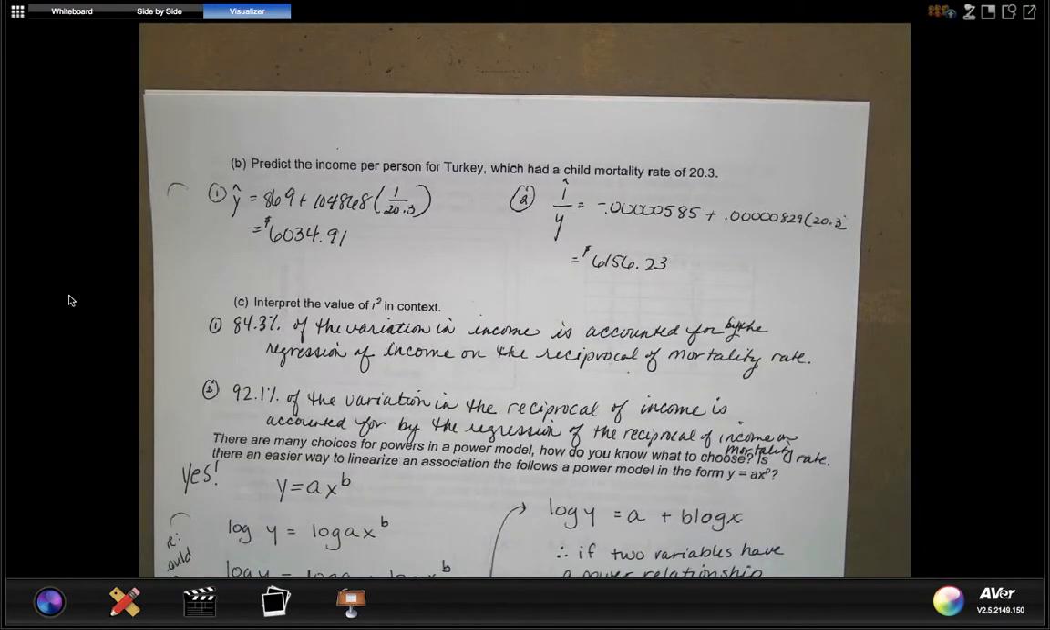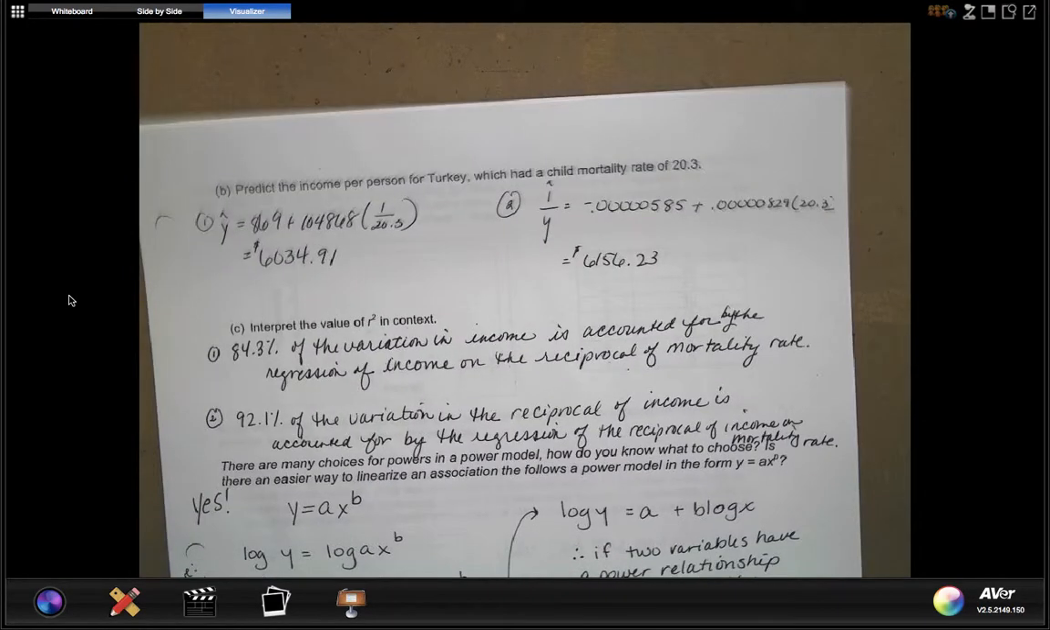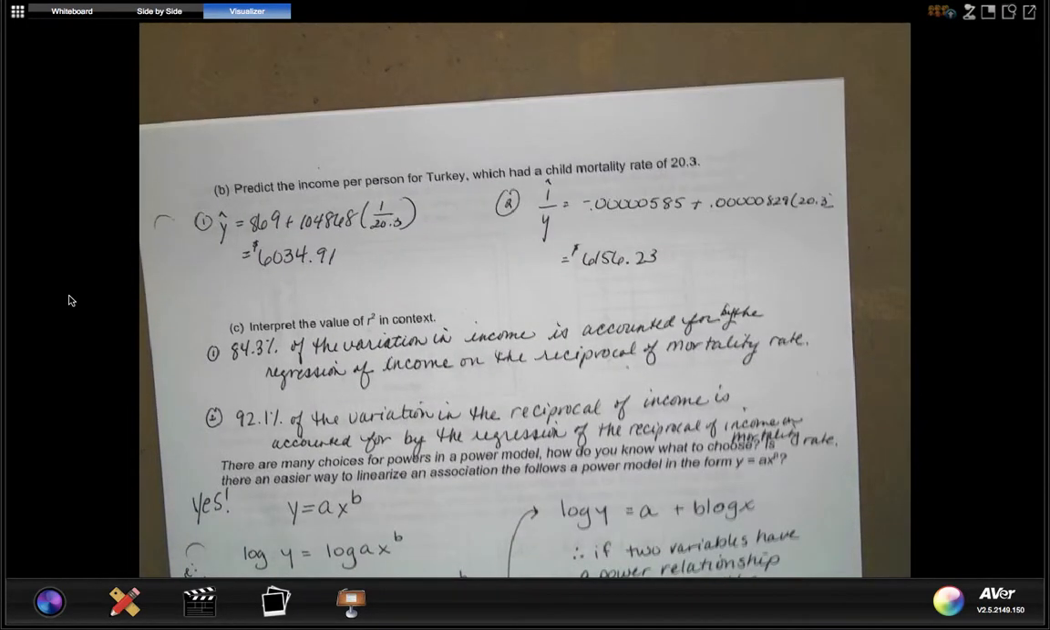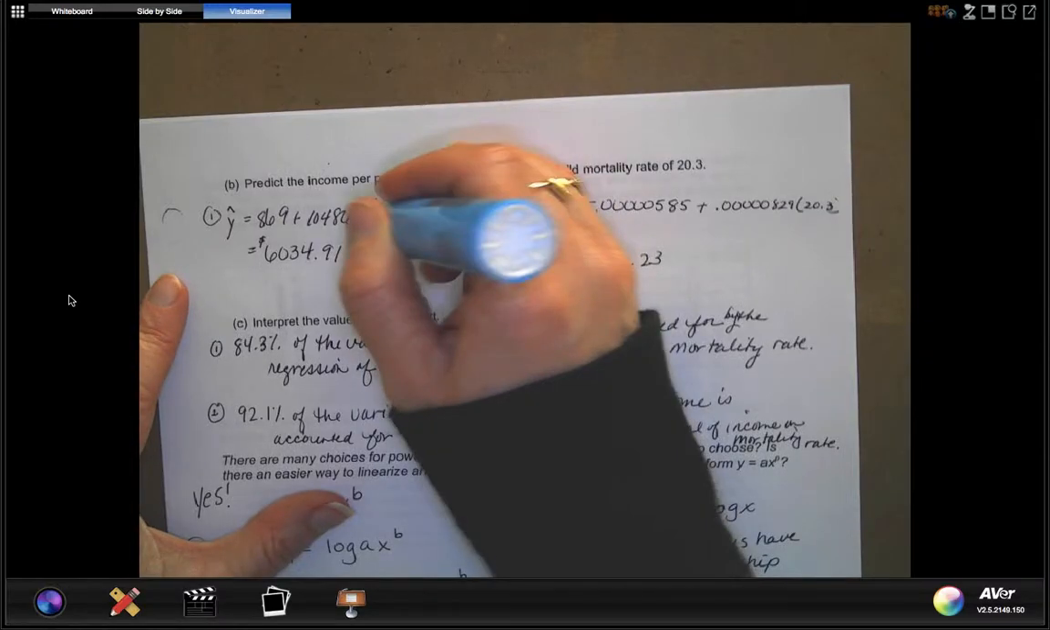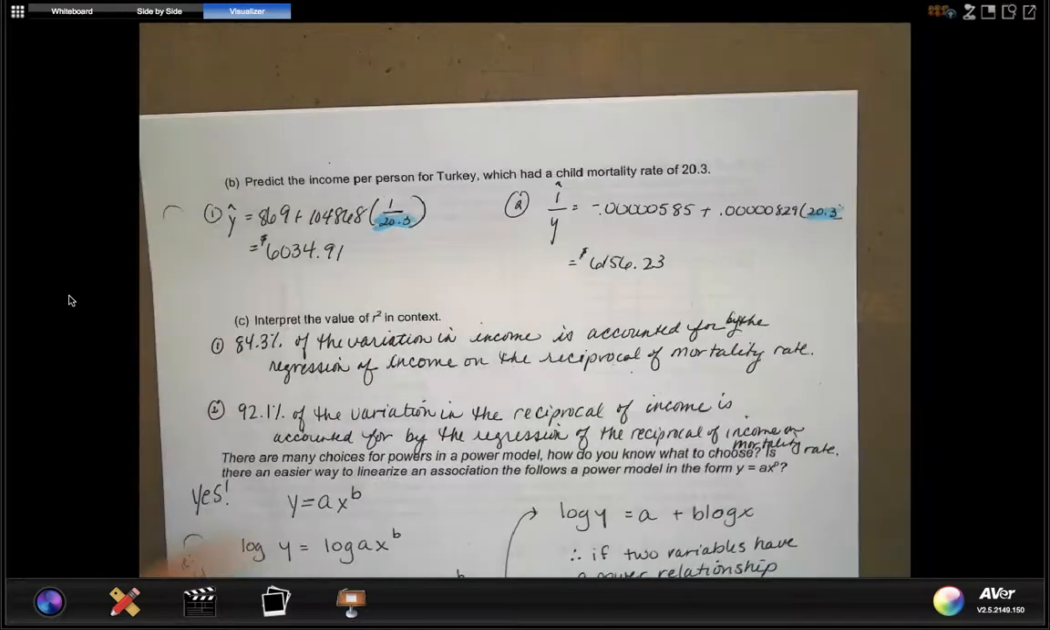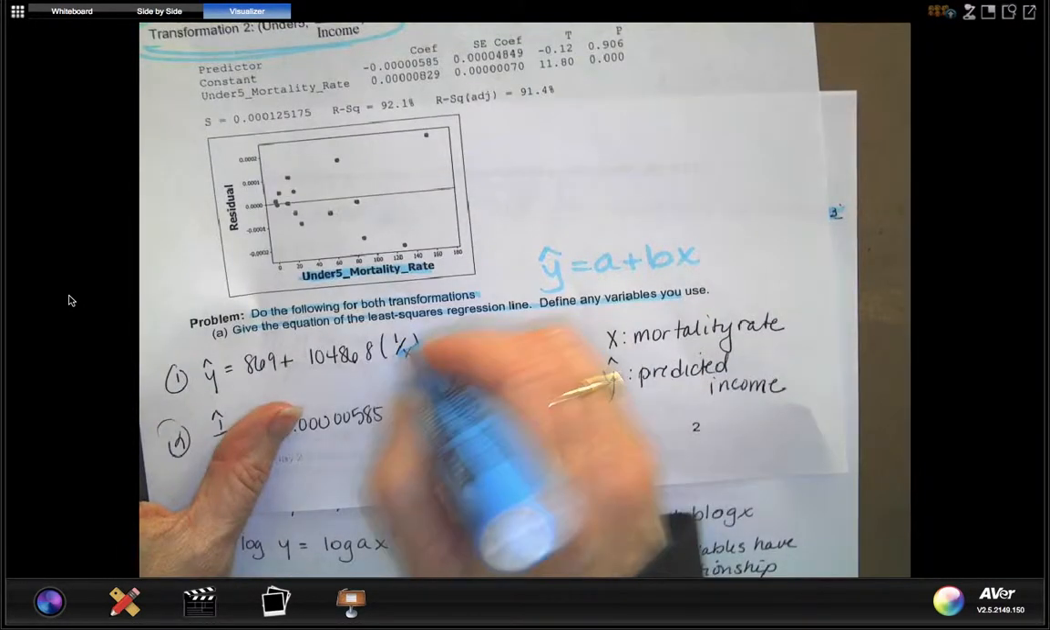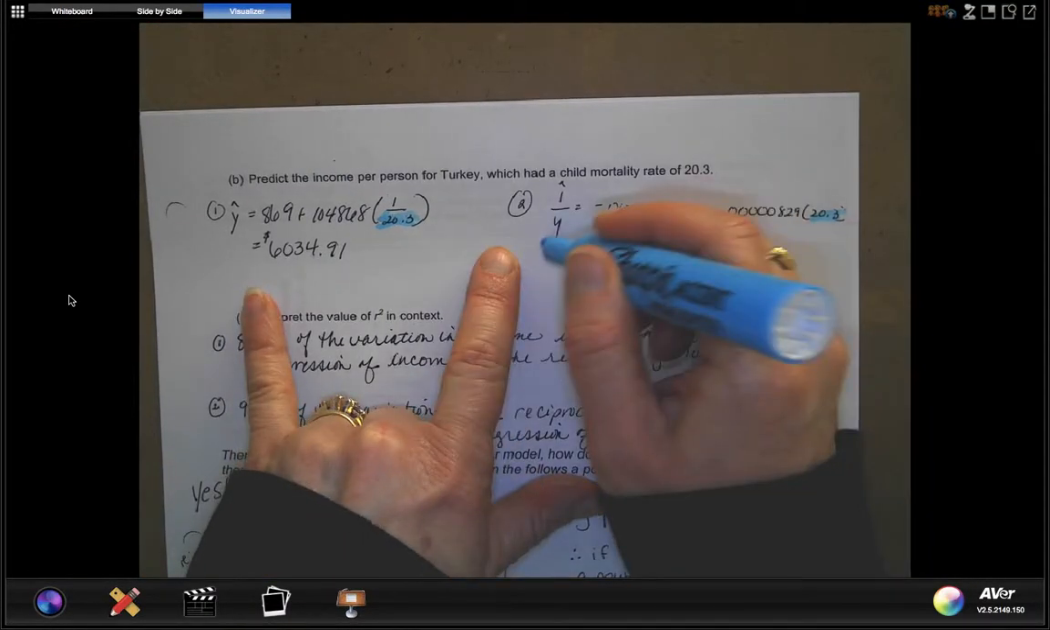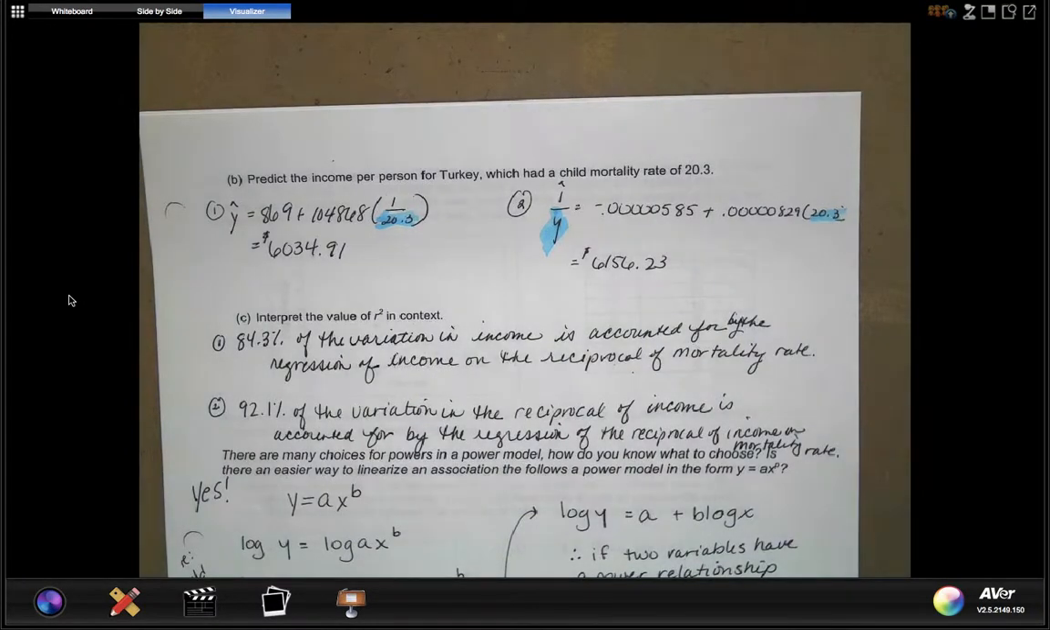All right, the next thing it says is predict the income per person for Turkey, which had a child mortality rate of 20.3. So you're just taking that 20.3 and plugging it in for x on your other page, and you're solving it. Be careful, this one, the y's in the denominator.